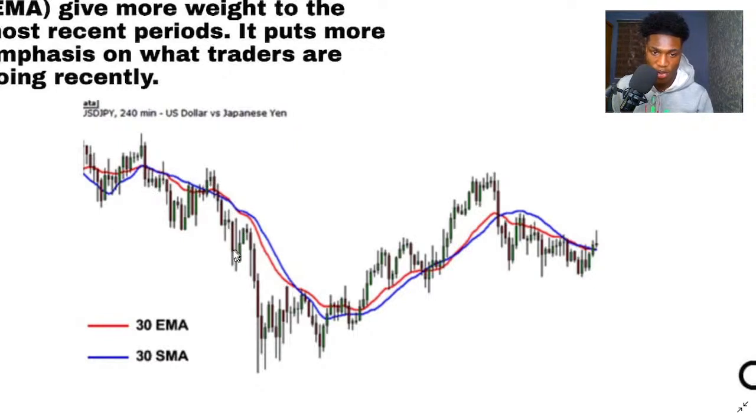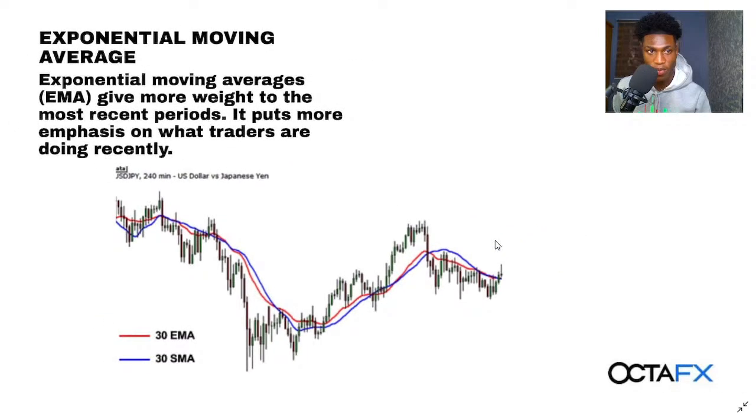Now this is a 30 period moving average, both of them, but you see that this exponential moving average is closer to the price than the simple moving average, right? It's catching the highs and the lows, it's closer, it's putting more emphasis on what traders are doing recently.